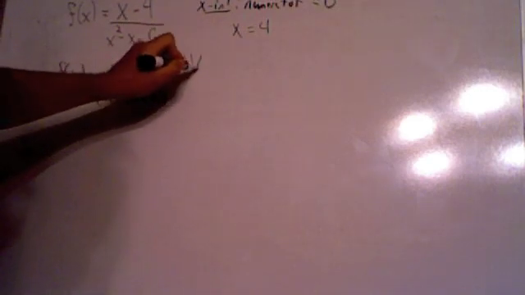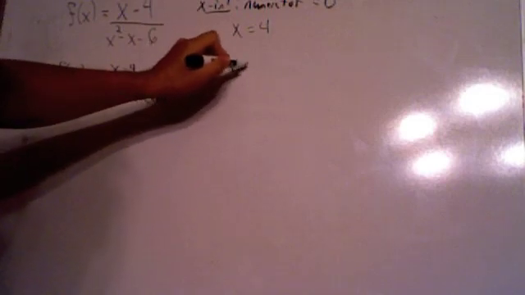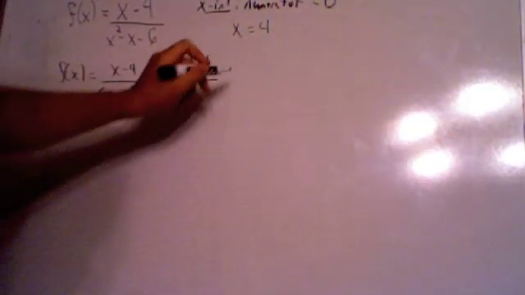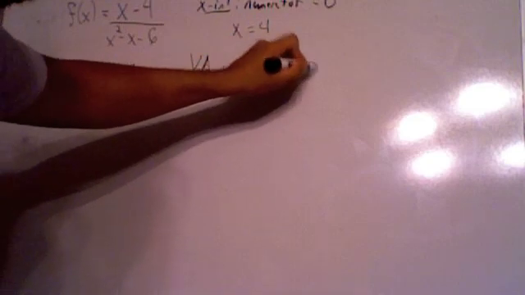So that means I have vertical asymptotes at x equals 3 and x equals negative 2.